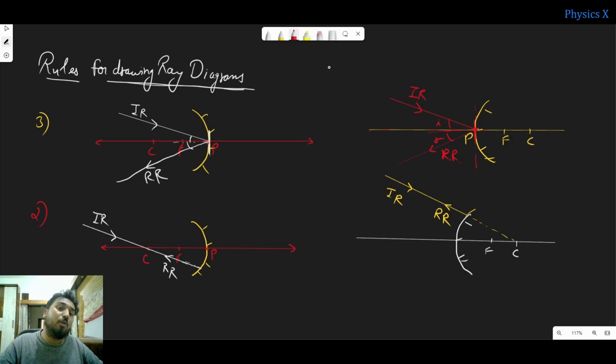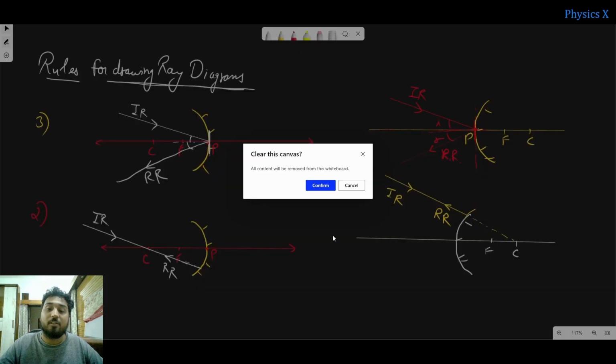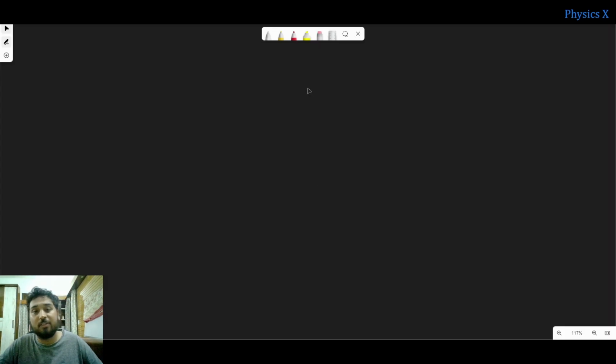So we can now draw ray diagrams for an object placed anywhere on the principal axis of these mirrors. Let us now consider the first mirror, that is a concave mirror. Now we will be drawing ray diagrams for the concave mirror.